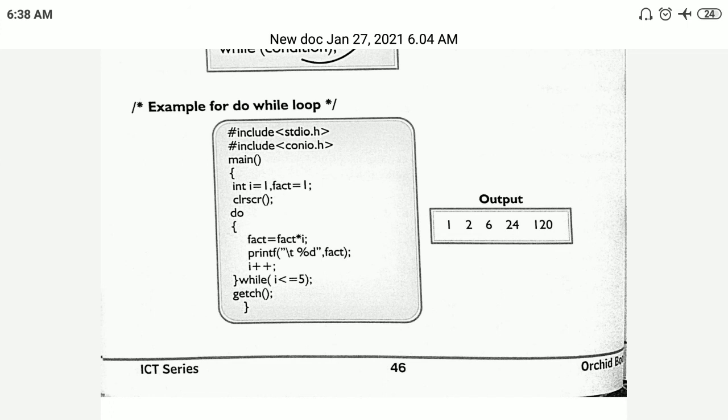Now i becomes 2. Now fact = fact * i. The previous fact is 1, and 1 * 2 is 2. The new fact is stored inside the fact variable, so the value of fact will be 2, and it is printed here. This will take place four to five times. At the fifth time, the condition will become false, and control will come out of the body of the loop.